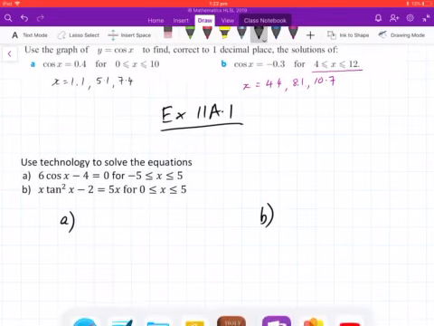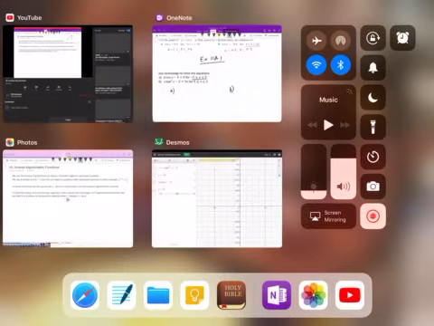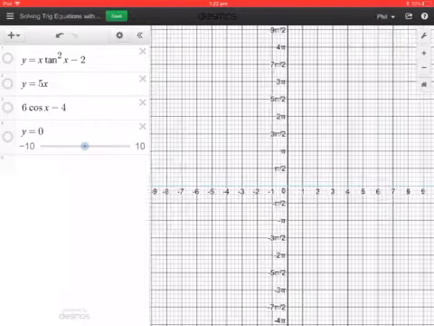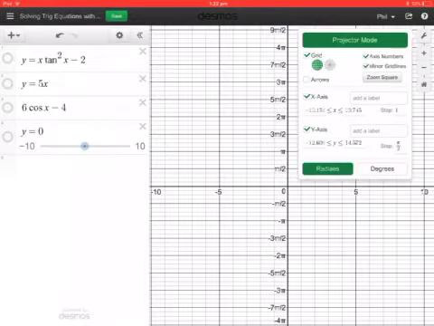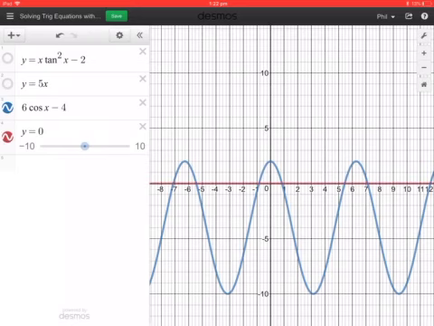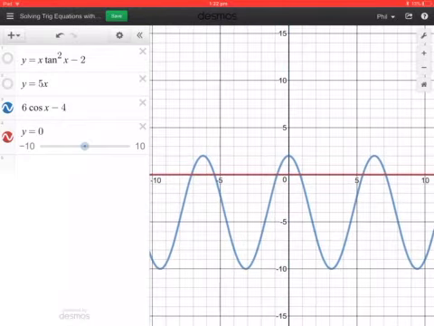So I'm going to flip across to Desmos. What I do is type in the left-hand side and the right-hand side: y equals 6 cos x minus 4, and y equals 0, taking note again of the domain from minus 5 to 5. So let's jump across and have a look at Desmos. Here's something I prepared earlier. Let's have a default. Okay, so here we go: 6 cos x minus 4 and y equals 0. That's the red line, between minus 5 and 5.